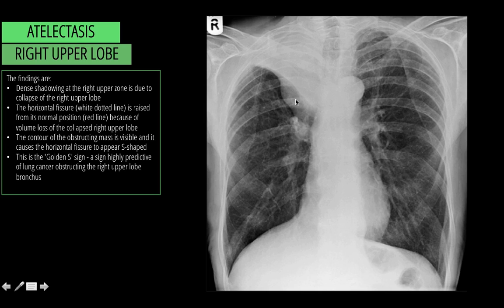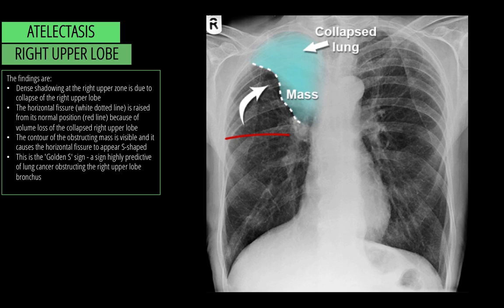In addition, a telltale sign is this classic reverse S shape, which is called the Golden S sign, and it's a sign that's highly predictive of lung cancer obstructing the right upper lobe bronchus. So just showing an annotated version of this image, we have the collapsed segment up here. The line in white is representing our Golden S shape. Red denotes where the horizontal fissure should be in its normal position, and corresponding to the Golden S sign is where the fissure is now located.